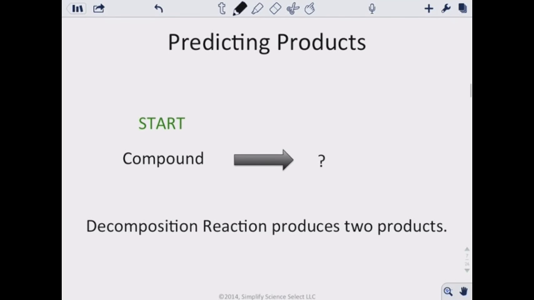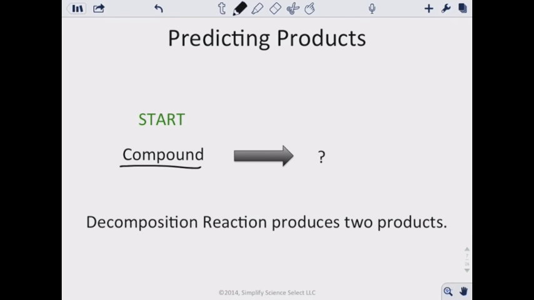Now, a decomposition reaction, we're just starting with a compound. We start with a single compound. That means that we're going to have a decomposition reaction, and it will produce 2 products. And in general, it's going to be the 2 elements that we have. Now you do have decomposition reactions where a compound produces 2 individual compounds, but for this class, if we start with a compound, it's going to break up into an element plus another element, and we'll stick with that for right now.